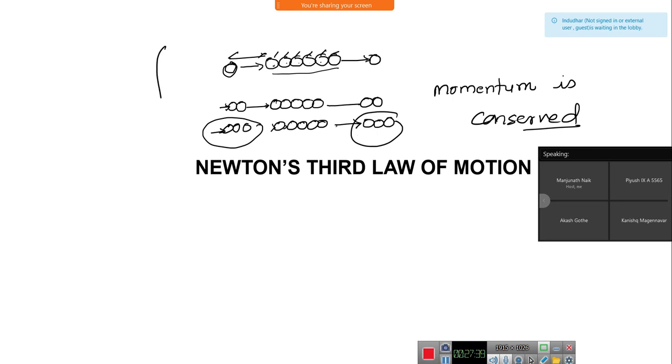Okay, now we will end this concept. What we have learned in this concept is how to find the momentum and what the law of conservation of momentum is. In the next period we will go for Newton's third law of motion, and after that we need to solve many problems. Okay, now I am going to close.